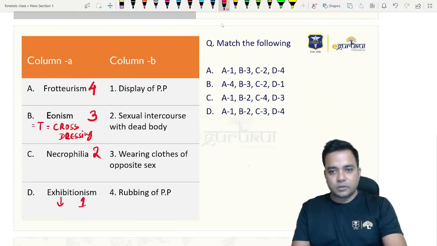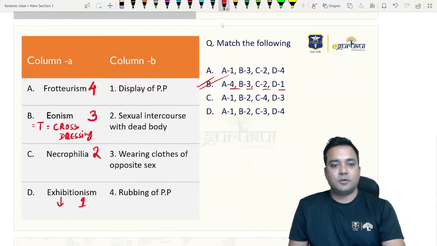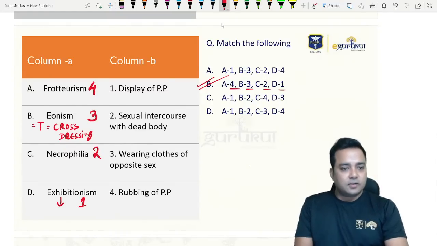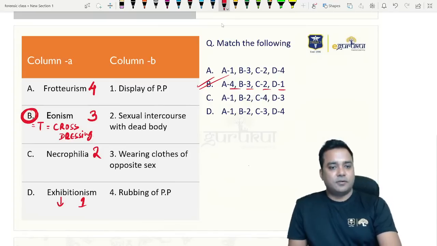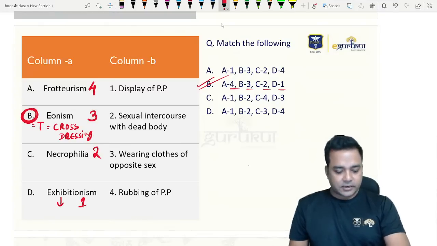So find 4 3 2 1. Where is 4 3 2 1? Option B goes as your correct answer without any doubt. This was also simple, very simple. Transvestism is also called eonism or cross dressing. Exhibitionism, frotteurism, we know their details. Option B is the correct answer.